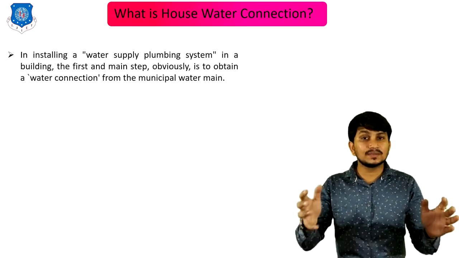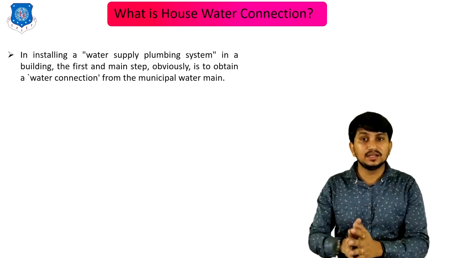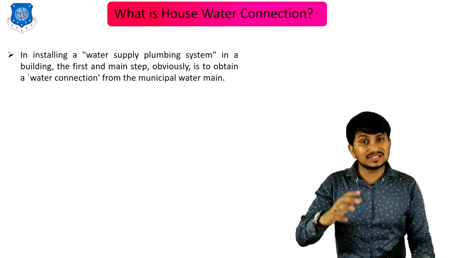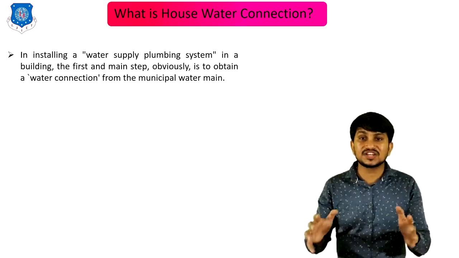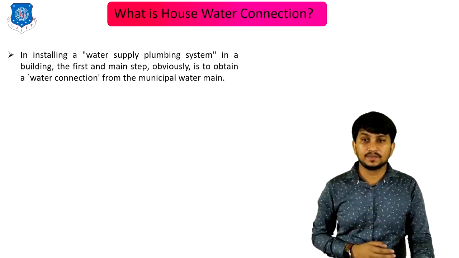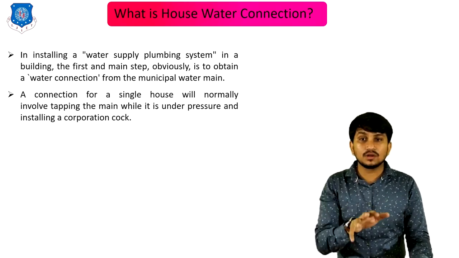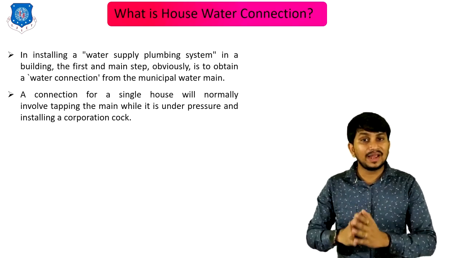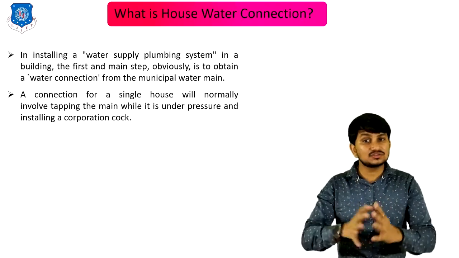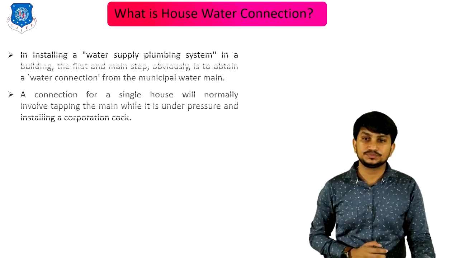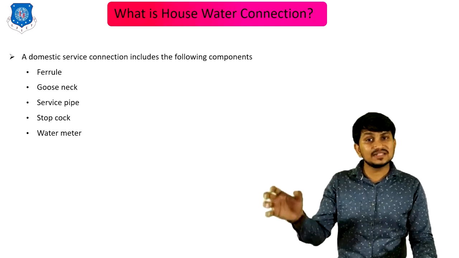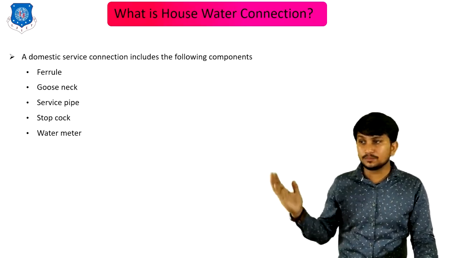In installing a water supply plumbing system in a building, the first and main step, obviously, is to obtain a water connection from the municipal water main. A connection for a single house will normally involve tapping the main while it is under pressure and installing a corporation cock. A domestic service connection includes the following components.